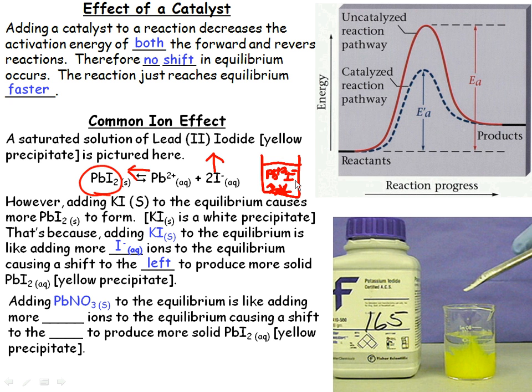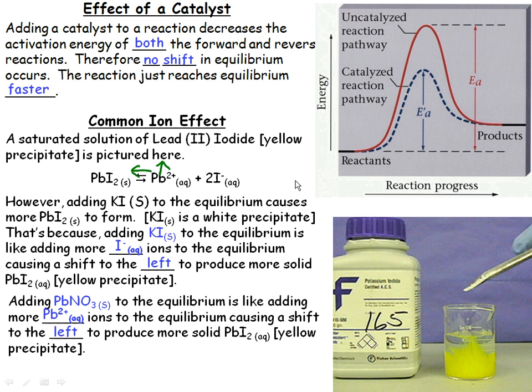On the other hand, if I add more lead nitrate, which also has a white color to it, adding more lead nitrate to the equilibrium is just like adding more lead ions to the equilibrium. This would have the same effect, because when you add more lead ions to the mixture, that's still going to cause a shift away from those lead ions and cause more of that yellow precipitate to be produced. So it's going to cause again a shift towards the left to produce more solid lead iodide, which is the yellow precipitate that you see.